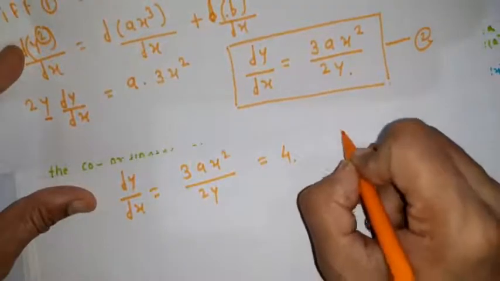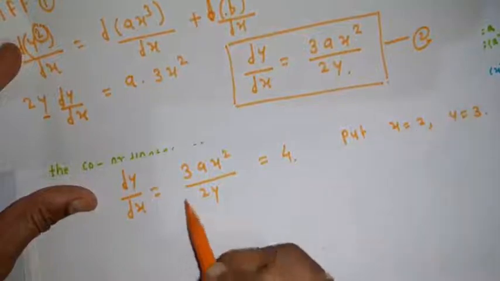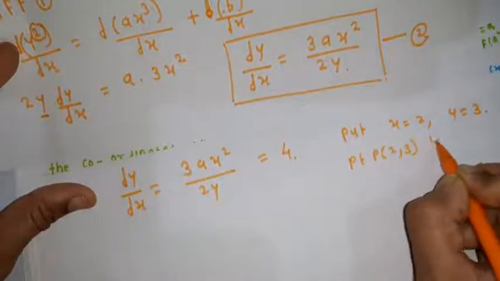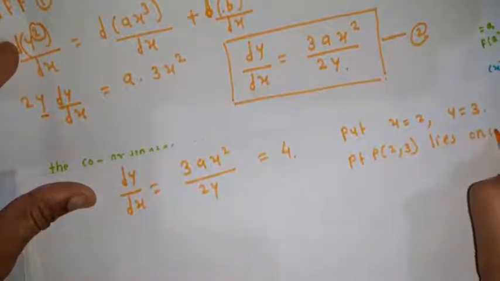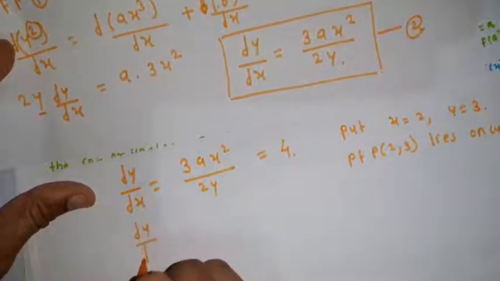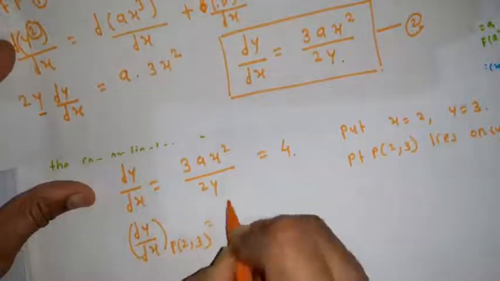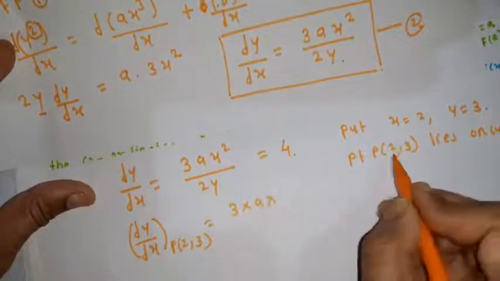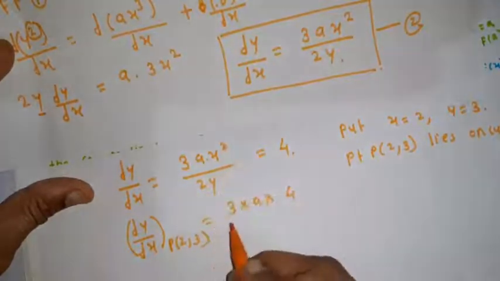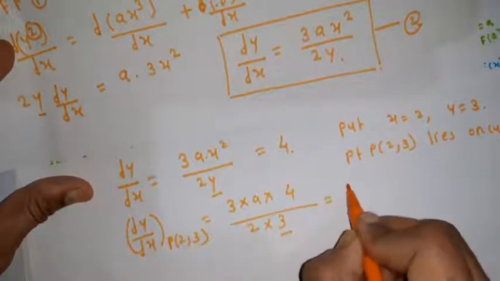But now put x equal to 2 and y equal to 3, because the point P (2, 3) lies on the curve, and that will satisfy the curve. That's why dy by dx at the point P (2, 3) equals 3 into a into x, which is 2 square, that is 4, upon 2 into y, y is 3, and that is equal to 4.